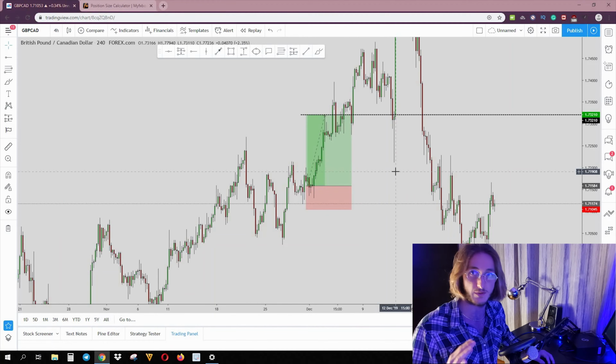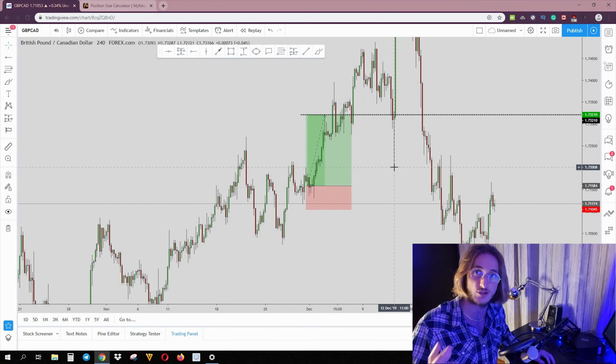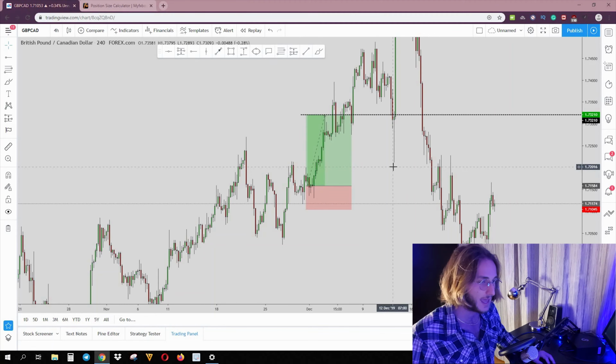This is the first one. You need to know before you take the trade how much you're risking and adjust your lot size to actually meet that required risk per trade that is tested because it's part of your strategy. Your strategy needs to be tested.